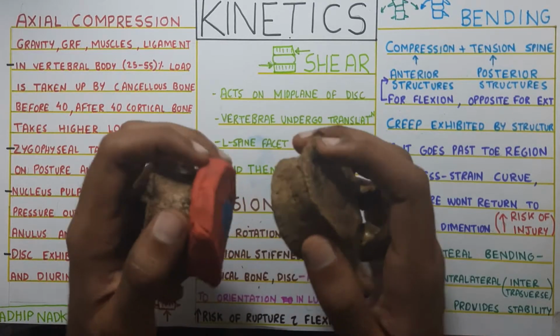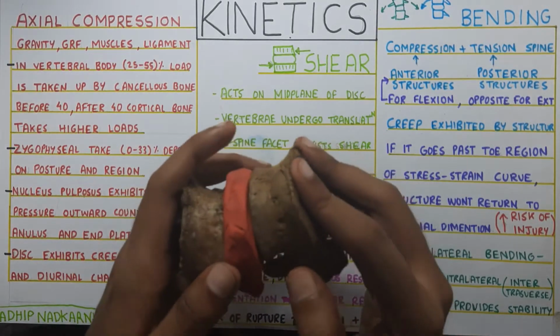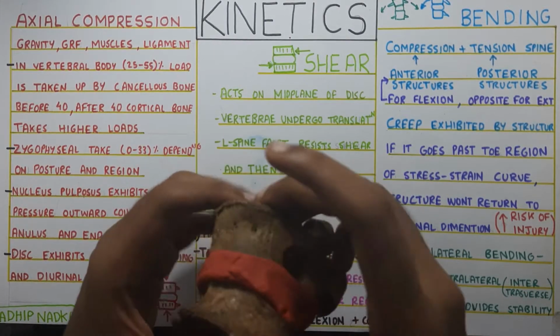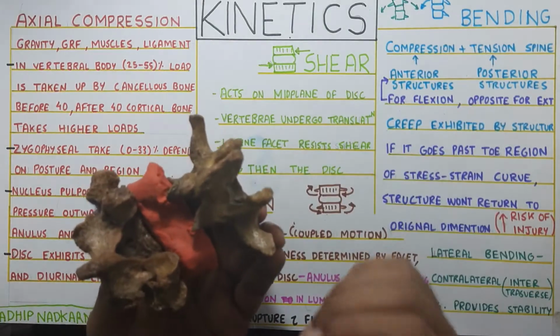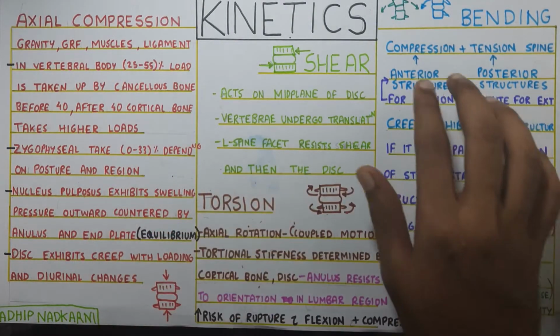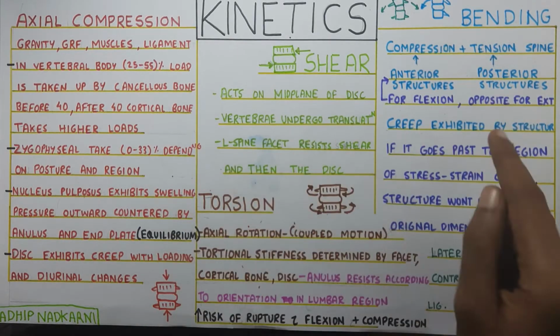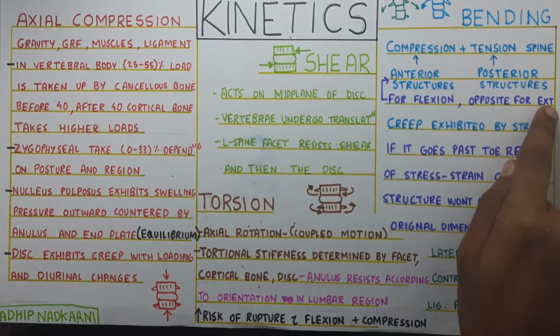So if you see flexion, this is the anterior part, right? So flexion will compress your front part of the disc and it will distract your posterior aspect of the disc, right? So anterior structures are compressed and posterior structures are distracted, and exactly the opposite will happen for extension.